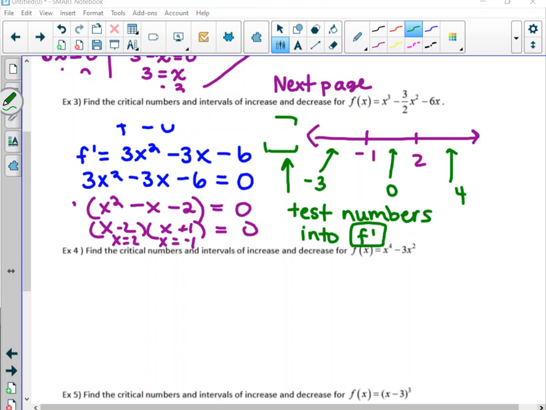So we've got to make sure we test our numbers, like I said, into F prime. We're going to check our numbers in F prime to see whether F prime is positive or negative, and F prime being positive or negative will tell us what F is doing versus increasing and decreasing. If I come over here, oops, I lost my 3.